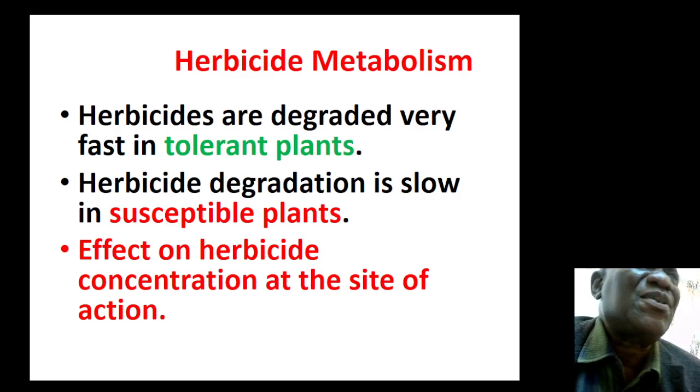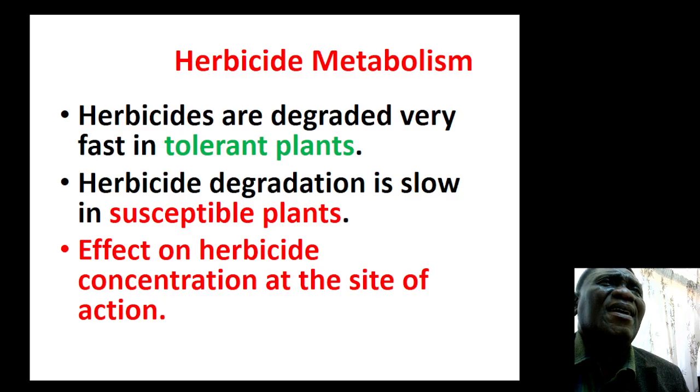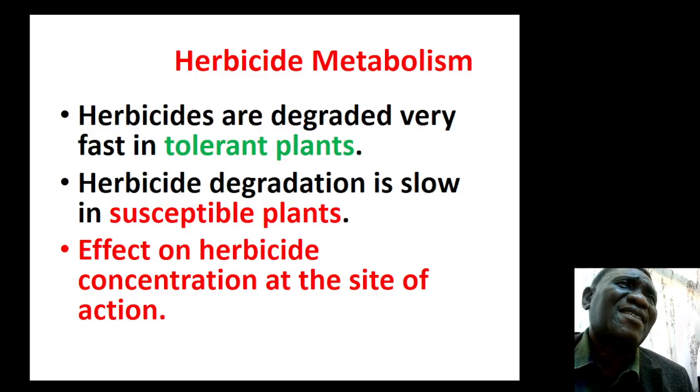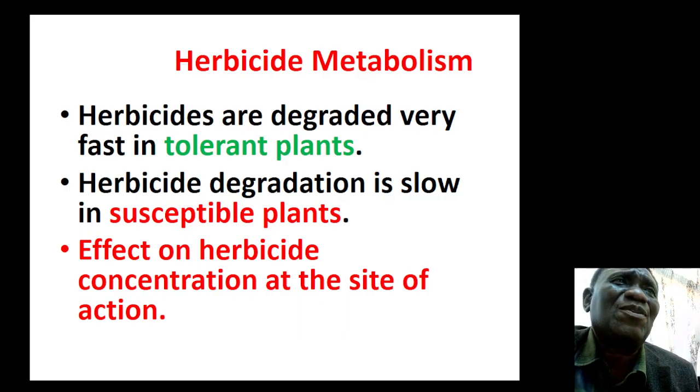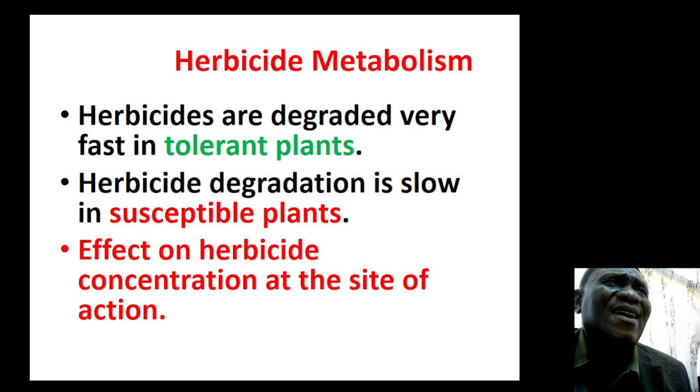So herbicide metabolism. Herbicides are degraded very fast in tolerant plants. Herbicide degradation is slow in susceptible plants. The effect on herbicide concentration at the site of action will determine whether the plant is going to die or not.